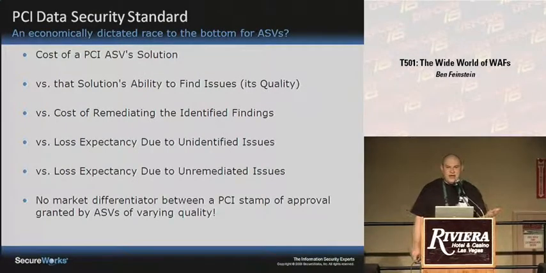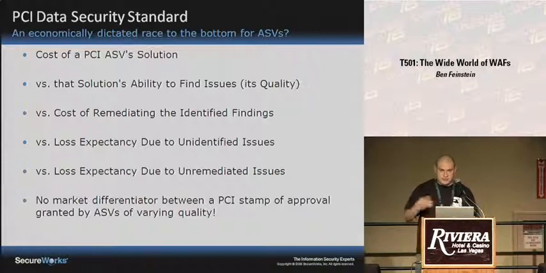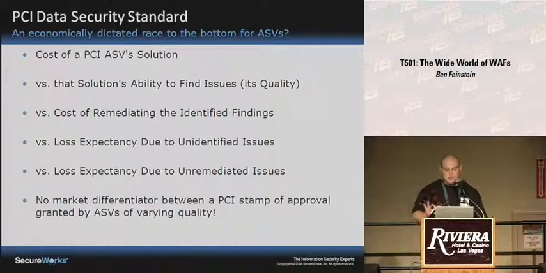If I have to become PCI compliant, and I've decided to go with an approved scanning vendor to meet that compliance, I'm going to evaluate the cost of that solution. I'm going to compare that with the solution's ability to find issues, or its quality. I'm going to compare that with the cost to my organization of remediating the findings from that ASV. I'm going to look at the annualized loss expectancy due to issues it missed, okay? And I'm going to look at the loss expectancy due to issues I have chosen not to remediate.